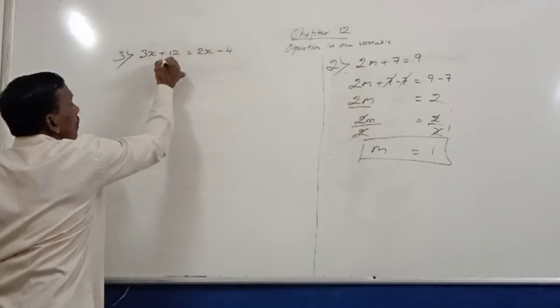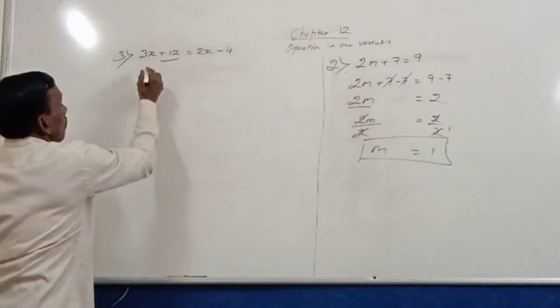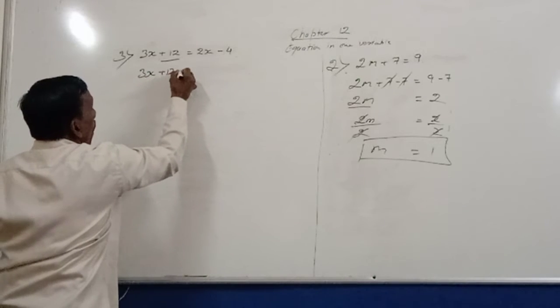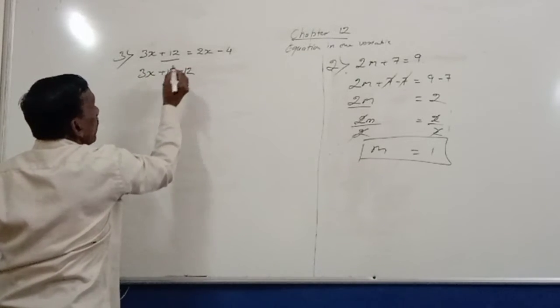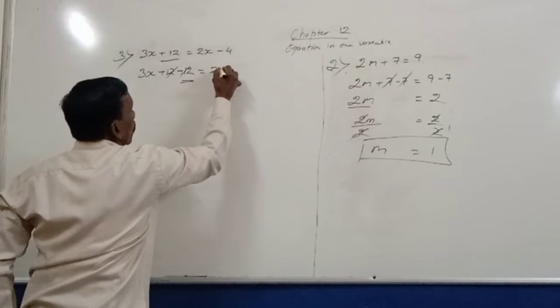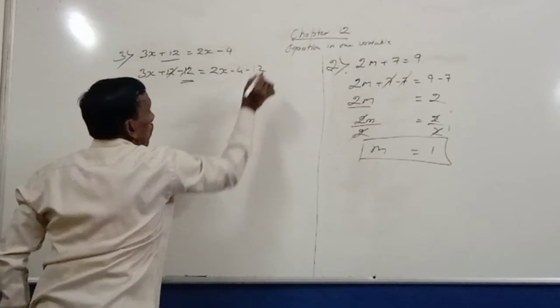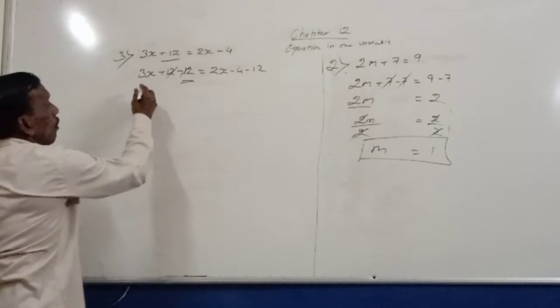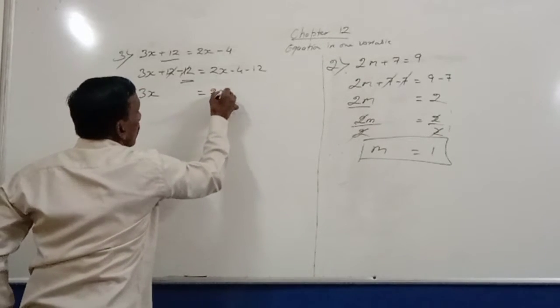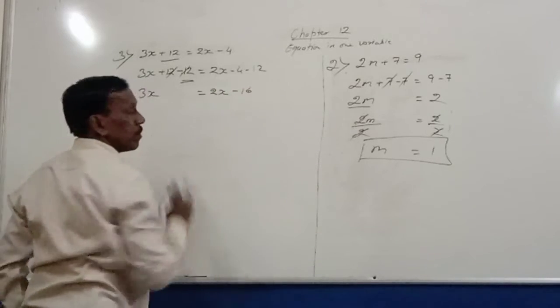First we have to cut this, we have to delete this number. Now what is the answer here? What we have to do here? 3x plus 12 minus 12. This plus, into minus, you need the minus here. Is equal to, same, this minus 12 we have to do here also. Minus 12. Now what answer did we get here? 3x is equal to 2x minus 16.